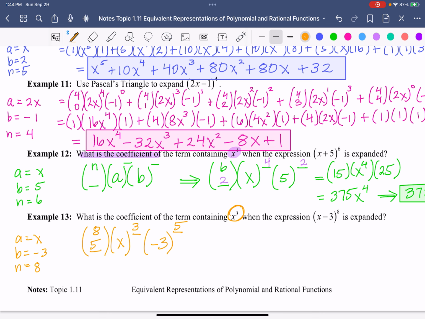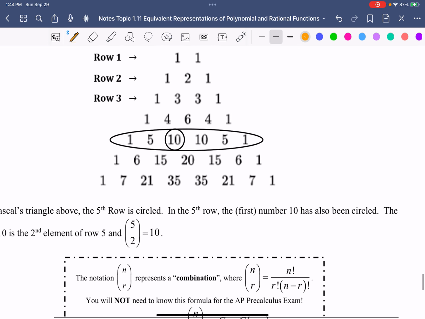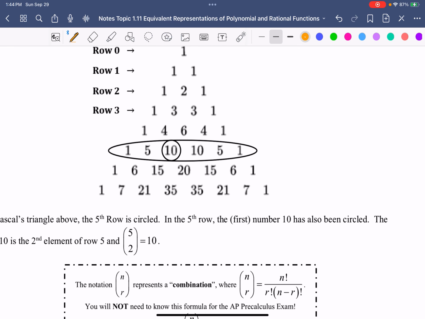Okay, so then you go to your Pascal's triangle, go to the 8th row. Oh, I don't have the 8th row, so that means I need to add it. 1 plus 7 is 8. 7 plus 21 is 28. 21 plus 35 is 56. 35 plus 35 is 70. 35 plus 21 is 56. 21 plus 7 is 28. 7 plus 1 is 8. And then you always finish it off with a 1 on either side. So this is the 8th row here. So it's very easy to add extra rows if you need it.